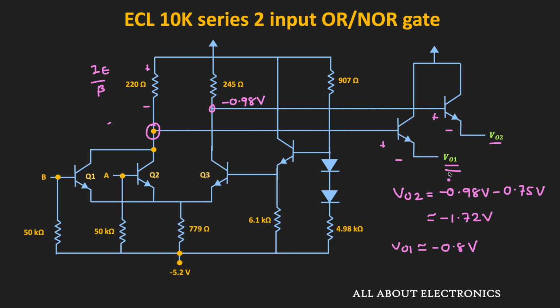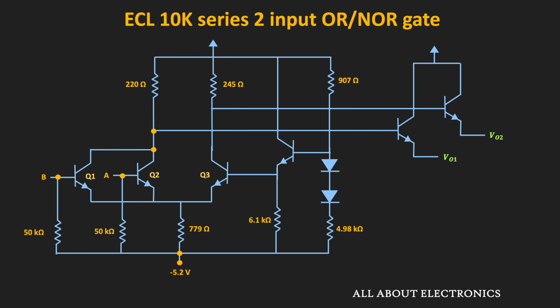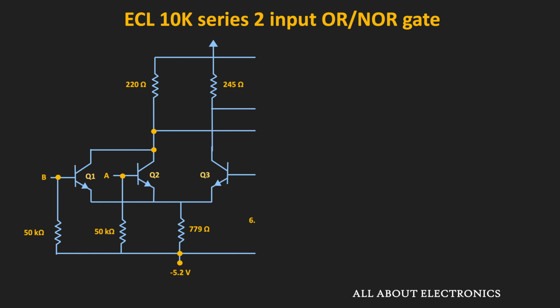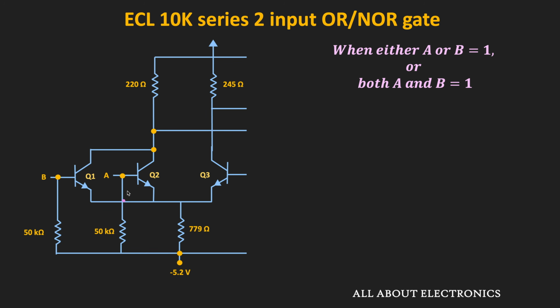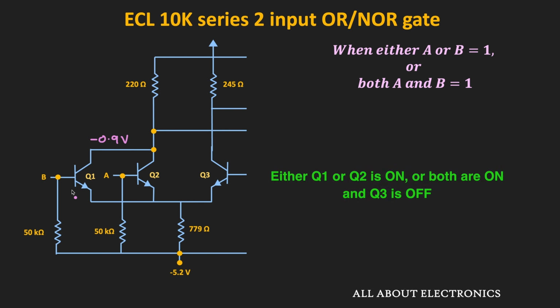So in this way, through this VO1 and the VO2, we are getting both complementary outputs at the same time in this ECL gate. So now, let us see the other case when both A and B or any one of them is 1. So in that case, the input voltage to this A and B input will be equal to minus 0.9 volt. So in that case, either Q1 and Q2 will be on while the Q3 will remain in the off condition.